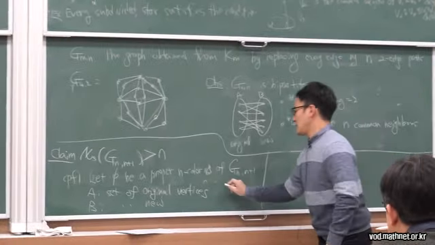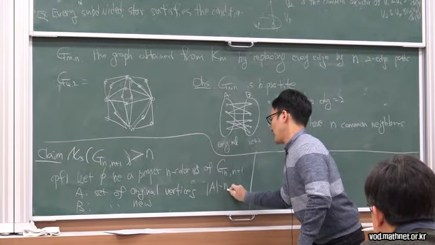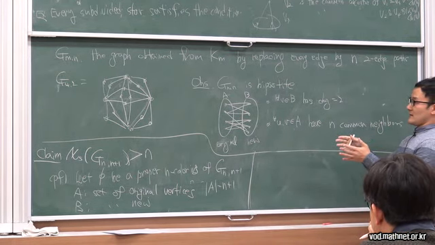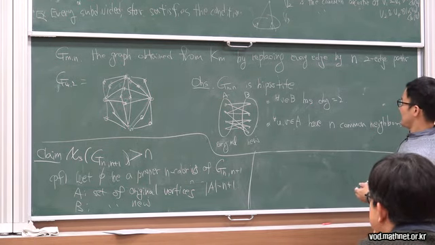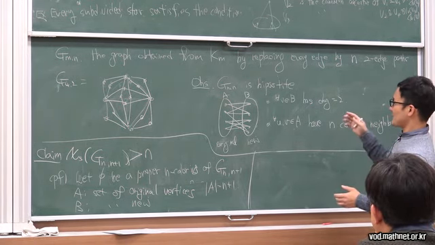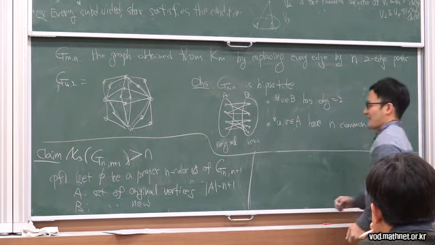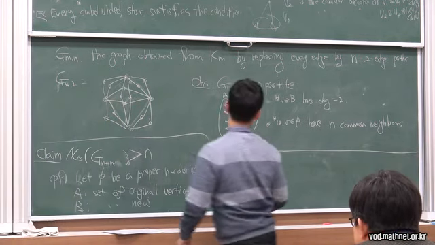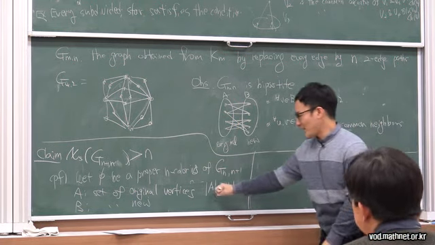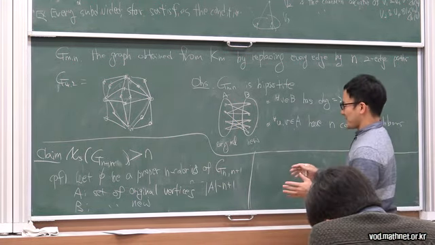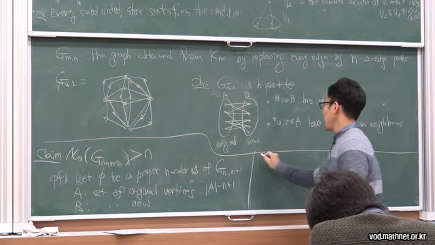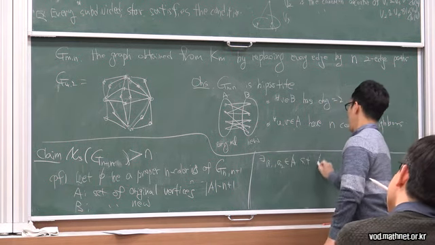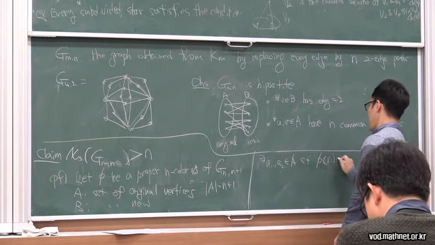Now the size of A is equal to n plus 1 by the definition of G n plus 1, right? No, n? No, we start from K_m. Okay, so that's why. Yes, the size of A is equal to n plus 1. So by the pigeonhole principle, there exist two vertices in A such that they have the same color.